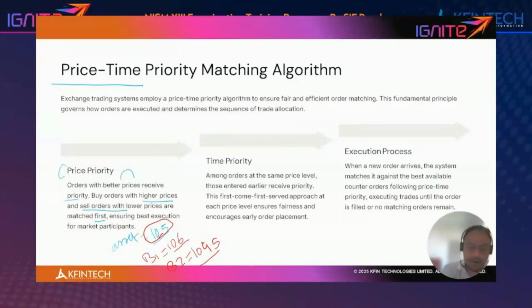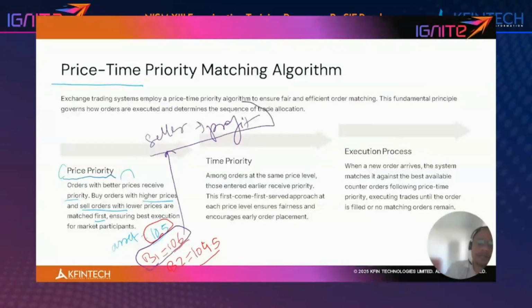Which one will be executed if it's a price priority? Obviously, this one will get executed because the seller will accept an order which is at a higher price. Seller wants to profit. If the seller wants to profit, that means the buyer has to pay a premium.